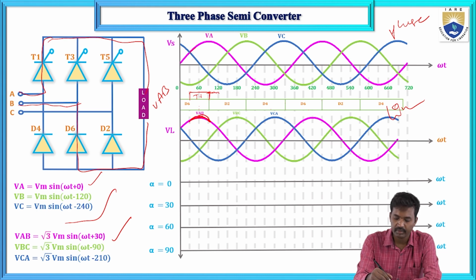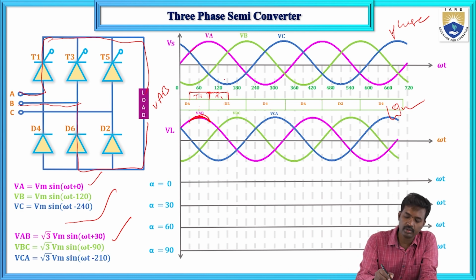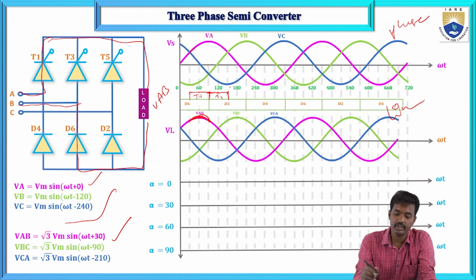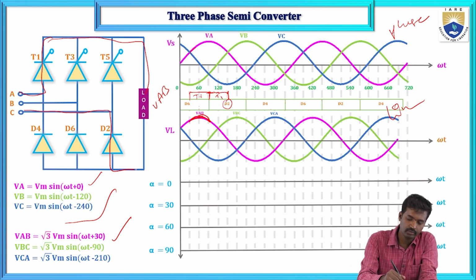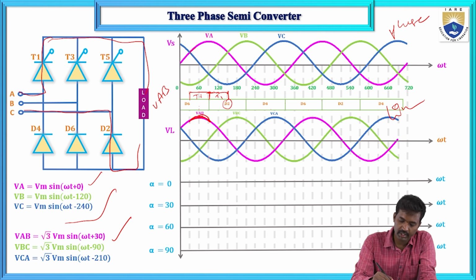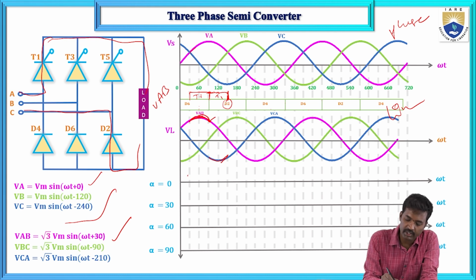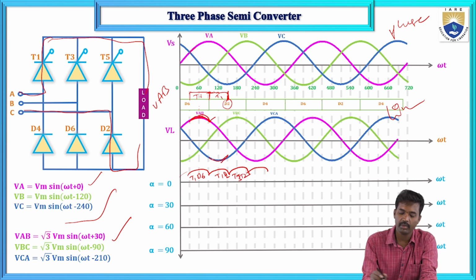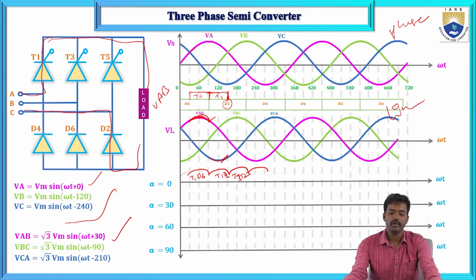And next here, T1 and D2 will conduct. Next duration, this is the duration. Here T1 and D2 will conduct. So that is here VAC. Here also up to 120 degrees duration it will conduct. So T1 will conduct, and this is the D2. T1 and D2 means VAC, up to 150. So it will conduct up to this one, same as it is for 0 degrees case. Like this only: T1 and D6, and next T1 and D2 will conduct, and next T3 and D2 will conduct like this, same as the single phase full wave rectifier with 0 degrees angle.